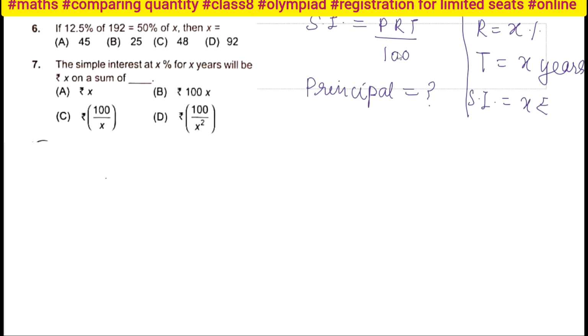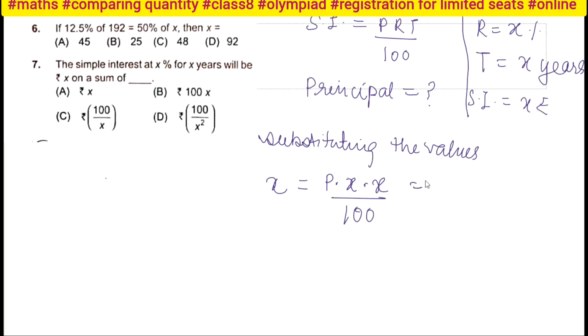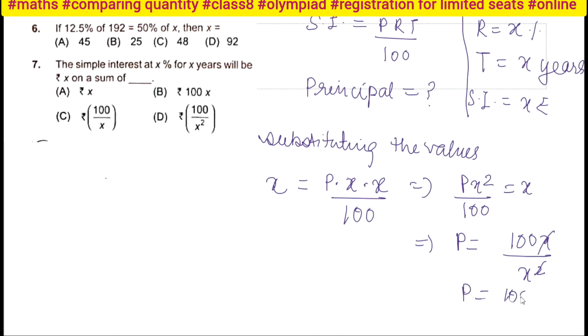So now since we know this formula, I will substitute the values. What will I get? Simple interest x is equal to P, which I don't know, R is x, T is x, upon 100. So px square by 100 is equal to x. Or I can say p is equal to 100x upon x square, so p is equal to 100 by x. This much is the amount in rupees, so option C will be the correct option.